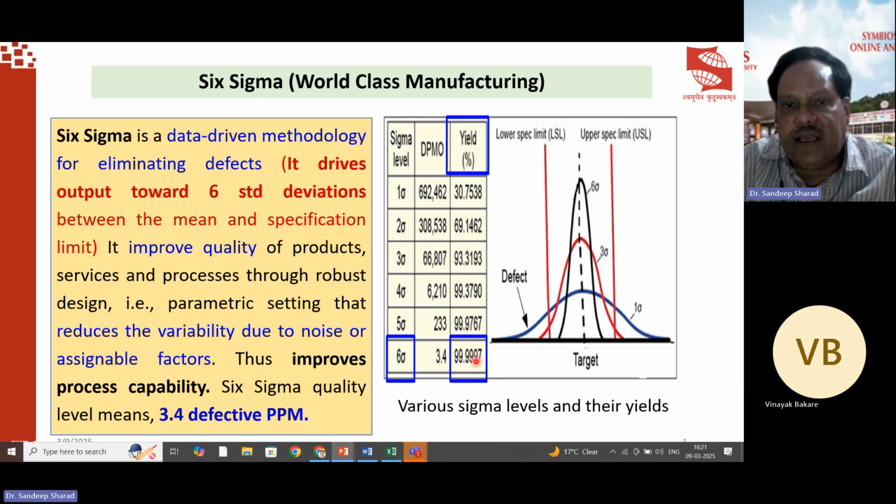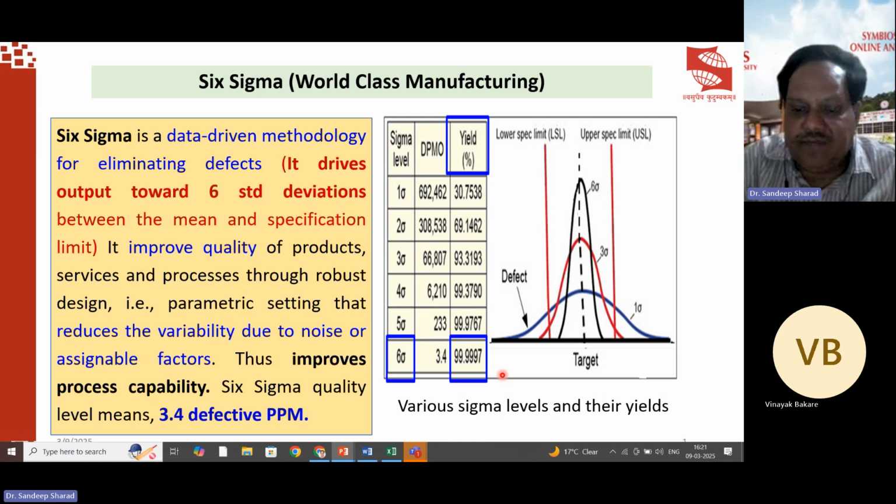So we can see, as we go from 1 sigma to 6 sigma, the variability is drastically reducing, and defects per million are drastically reducing. With this diagram we can also see the lower specification limit and upper specification limit, with the central mean value. Under the central mean value, if you are going with 1 sigma, then our variability goes beyond the lower and upper specification limits. At 3 sigma, it also goes beyond them. And if you are going with 6 sigma, then it is within that level.